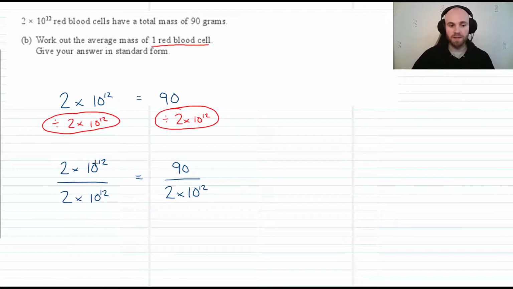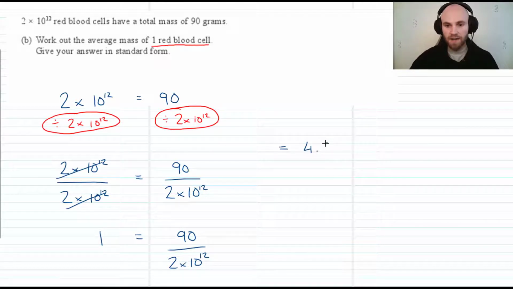So that is going to give us the 2 times 10 to the power of 12 divided by the same number. Well, they are just going to cancel out to give us 1. And that is going to give us 90 over 2 times 10 to the power of 12. And if you do this on your calculator, you will get 4.5 times 10 to the power of minus 11.